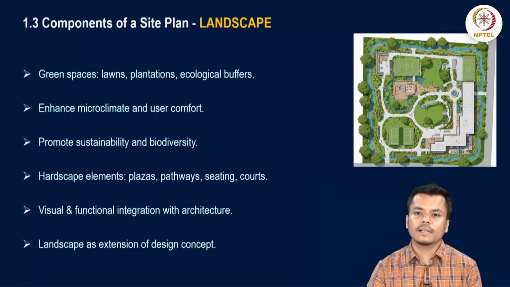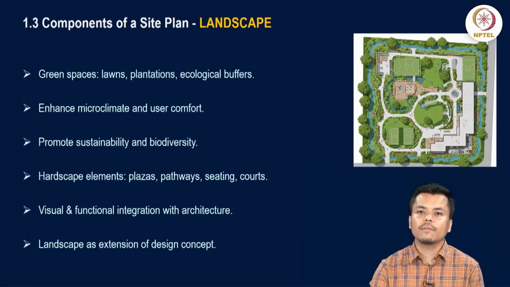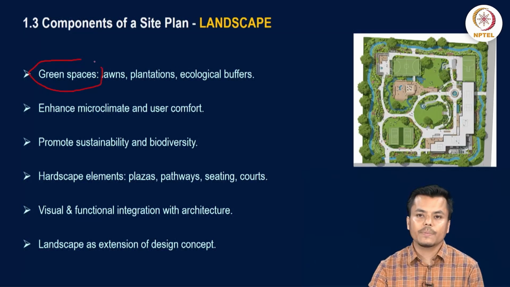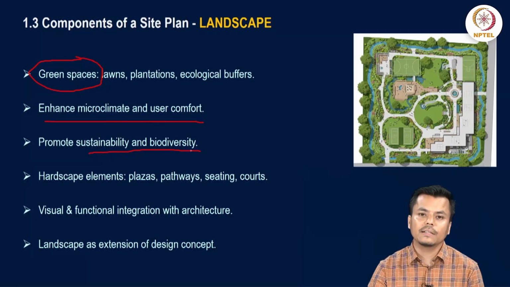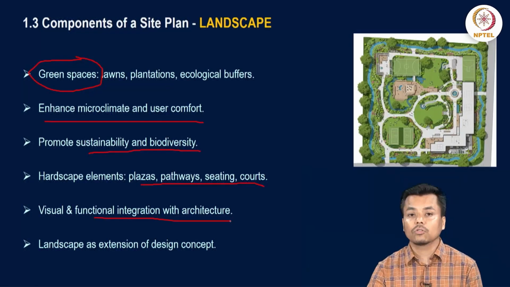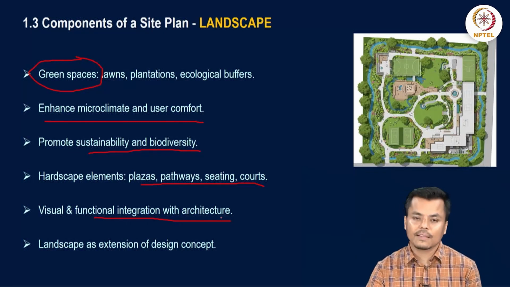Then the other component is the landscape. Landscape details are basically understood from the site plan itself. You demarcate the spaces where green spaces are to be developed. It enhances the microclimate and user comfort. If you plan for green spaces within the site, it promotes sustainability as well as the biodiversity of the site. Hardscape elements like plazas, pathways, seating and courts can be integrated as landscape components within the site. Visual and functional integration with architecture can also be followed while doing a site plan, especially through the landscaping features.